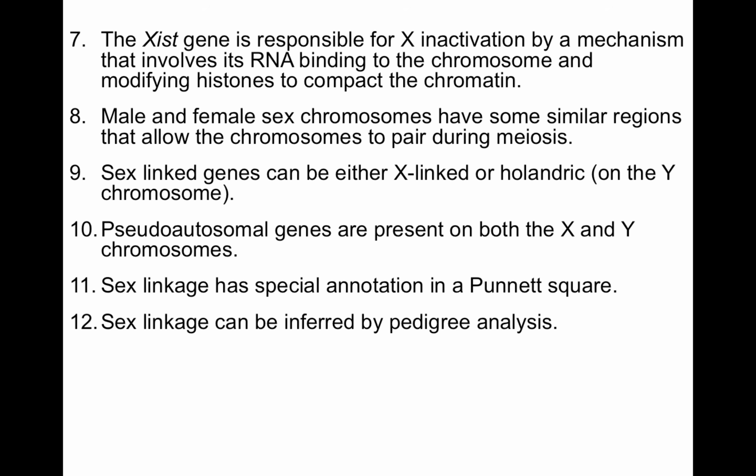Male and female sex chromosomes have some similar regions that allow the chromosomes to pair during meiosis. Sex-linked genes can be either X-linked or holandric on the Y chromosome. Pseudoautosomal genes are present on both the X and Y chromosome. Sex linkage has a special annotation in a Punnett square, and sex linkage can be inferred by pedigree analysis.